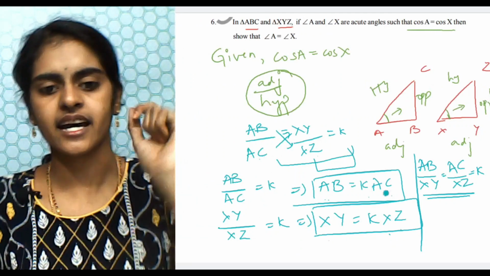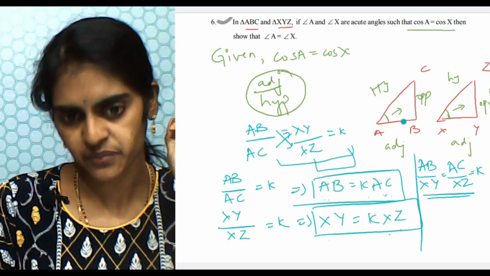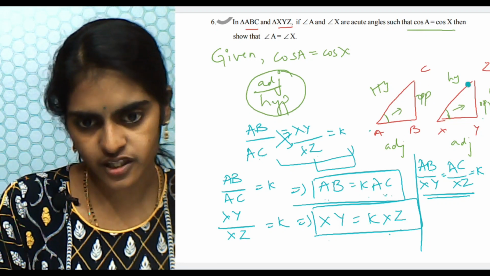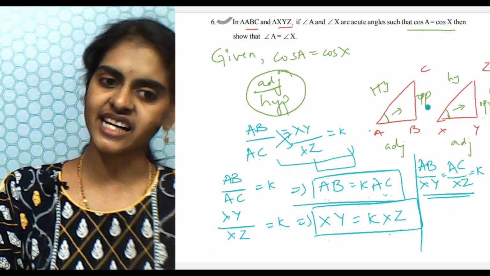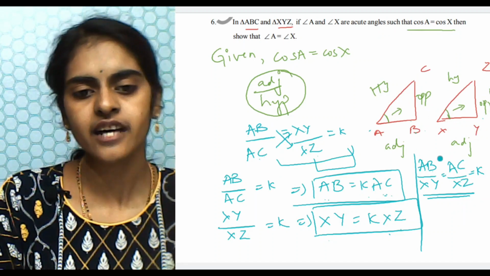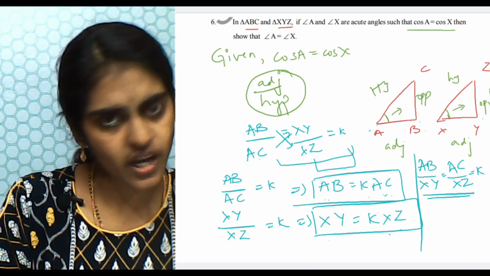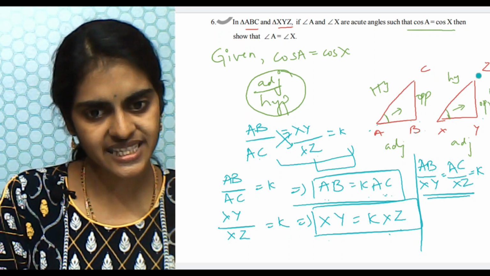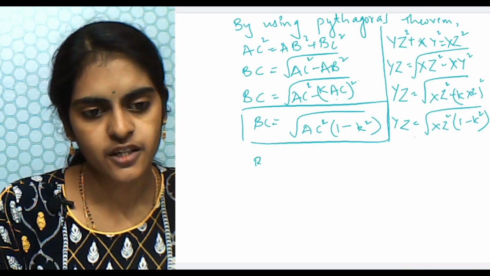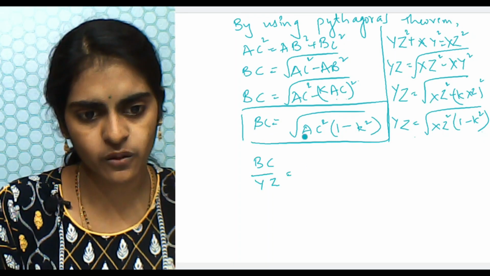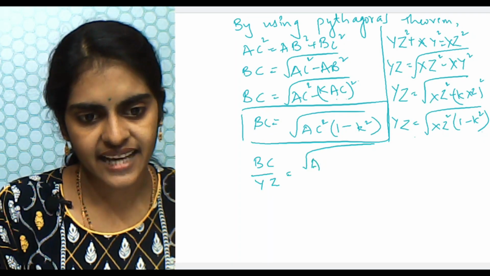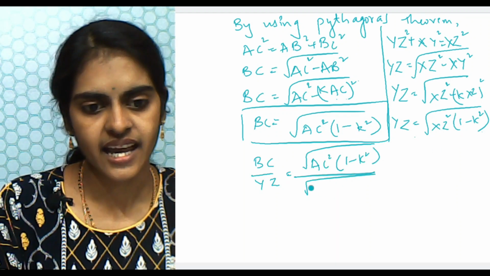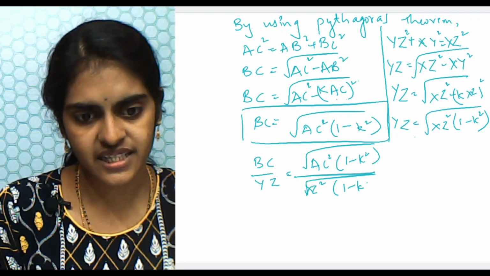Now just see, here you have a relation between AB by XY. Then you have AC by XZ, this hypotenuse by XZ. Now let us try a relation between BC and YZ. This side and this side you have a relation, this side and this side you have a relation. Now I am trying to find out a relation between BC and YZ. Let us try. So BC divided by YZ is equal to under root AC square multiplied by 1 minus k square divided by under root XZ square multiplied by 1 minus k square.